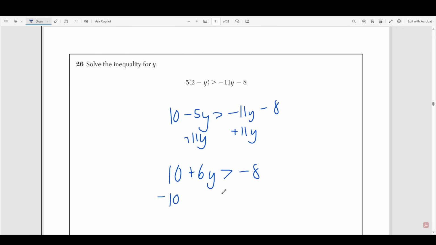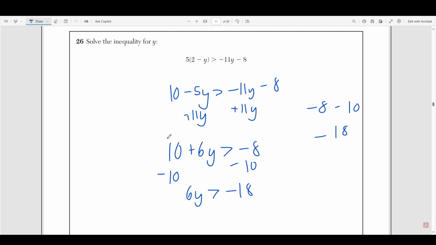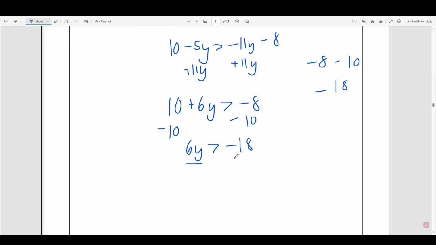So from here I can subtract 10 from both sides, and I get that 6y is greater than negative 8 minus 10, which is actually negative 18. This is greater than negative 18. And then finally, I want to solve for y, not 6y. So I could divide both sides by 6, and I get that y is greater than negative 3. And that's going to be my correct answer here.